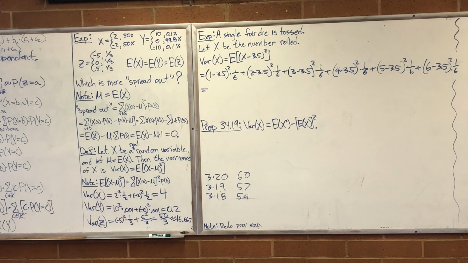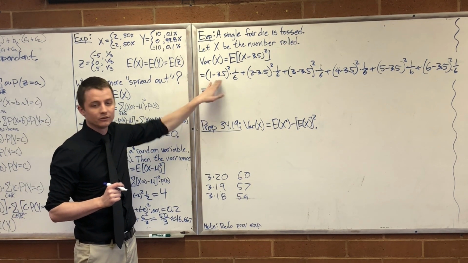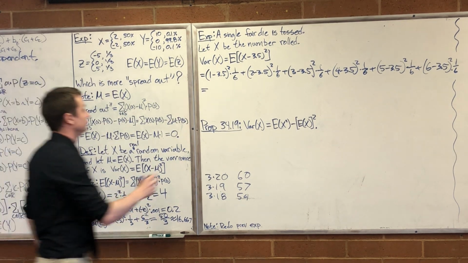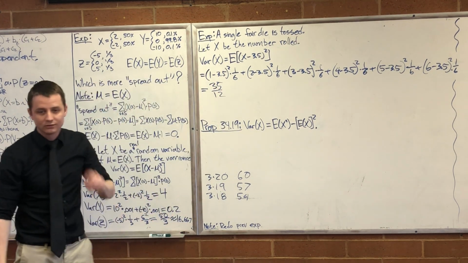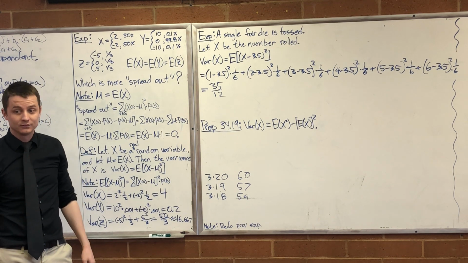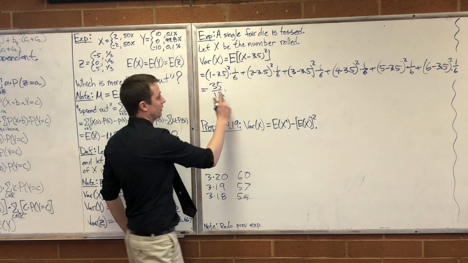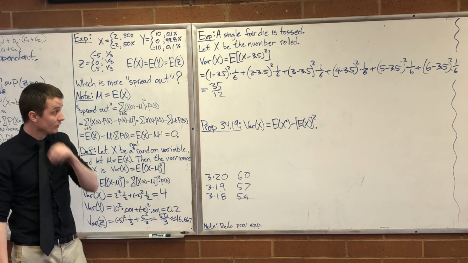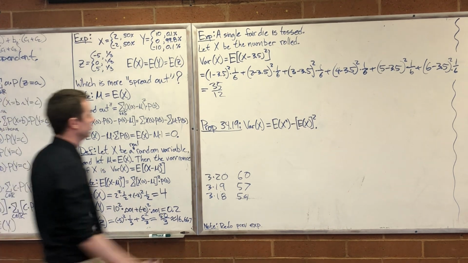hand. And it's going to be easier to think in terms of 7/2 rather than 3.5, but it comes out to 35 over 12. So that's how spread out the data is. Which is, right? It's almost 3. It's barely less than 3. If that was 36, it would be 3. You'd probably use a decimal approximation here too, 2.91, 2.92.